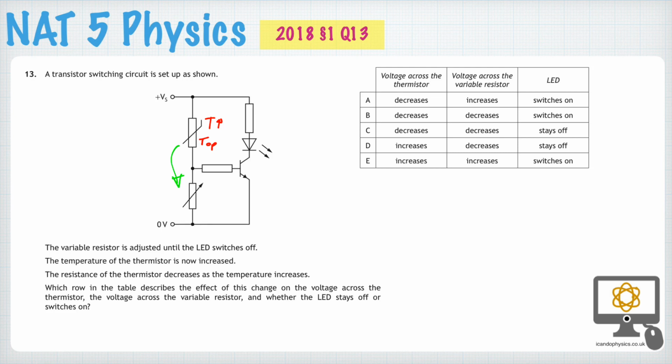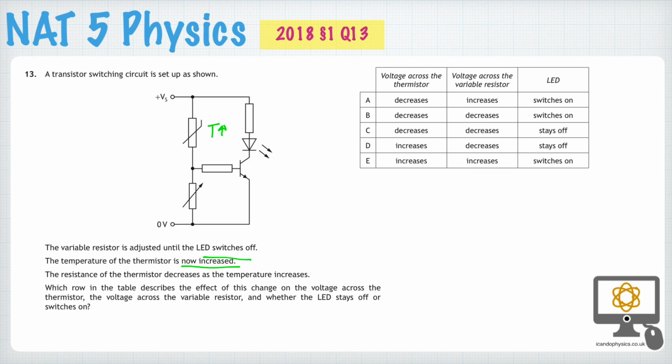So anyway, let's get back to the problem at hand. I'll rub that out. We have to try and figure out what happens to the voltage across the thermistor and therefore the variable resistor, and whether that turns on the LED. We're told that the variable resistor is adjusted until the LED switches off right here, and so the temperature is increased. As I said earlier, if the temperature is increased, because this is at the top, that will switch the LED on. But how does it work?